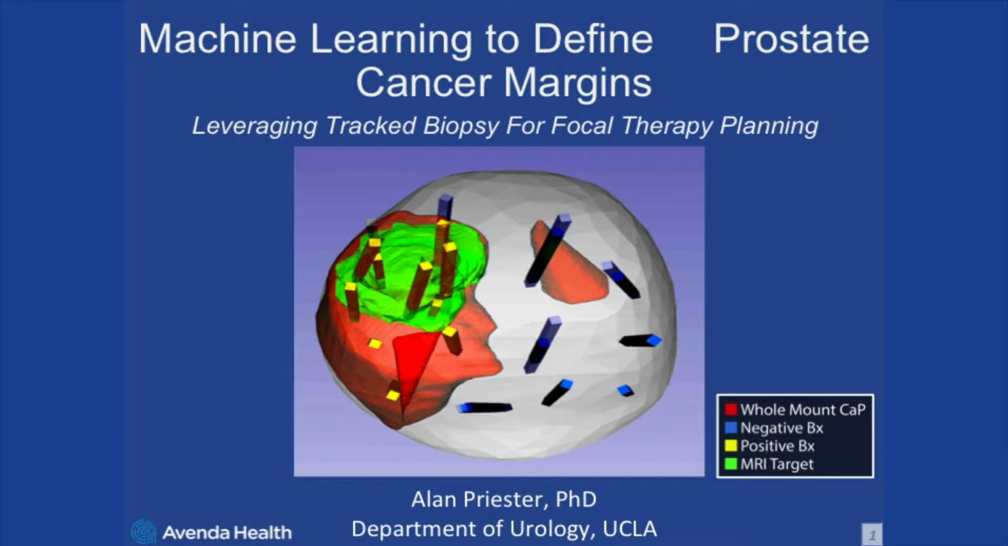So my talk is on the use of machine learning to define prostate cancer margins, specifically leveraging tract biopsy for focal therapy planning. And the image you see here is a 3D representation of a tract biopsy. And the color scheme here is going to be consistent throughout this presentation. Green equals the MRI visible target. Red equals the actual cancer as defined on whole mount. Blue is the negative biopsy cores, and yellow are the positive biopsy cores.